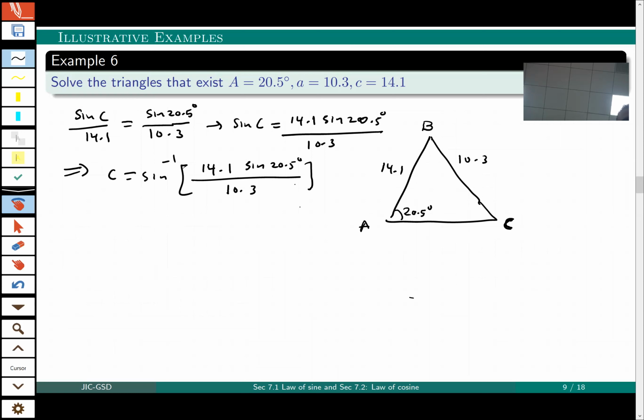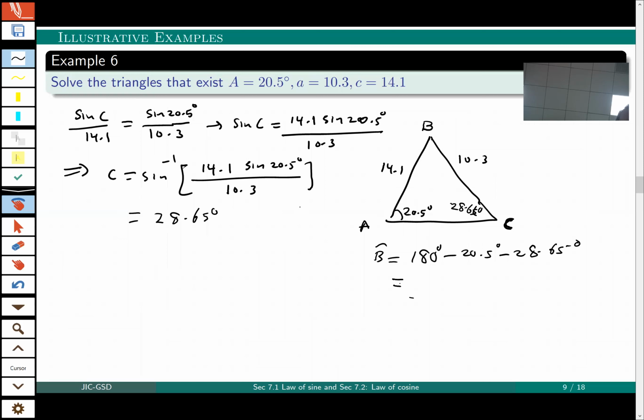Okay, so that will be equal to 28.65 degrees. So if this is 28.65 degrees, this will mean B will equal 180 minus 20.5 minus 28.65.